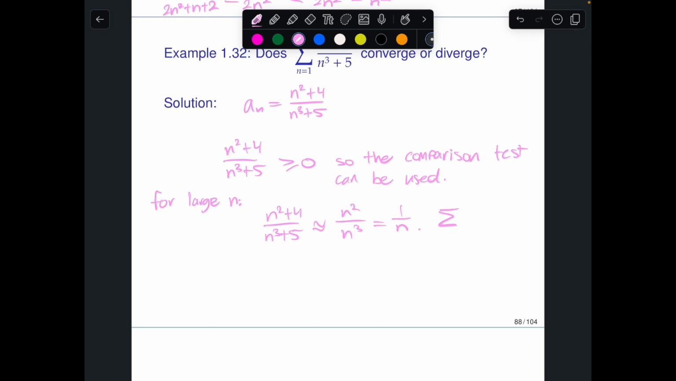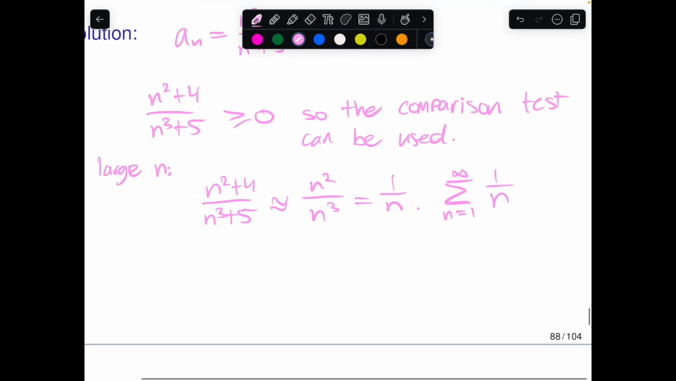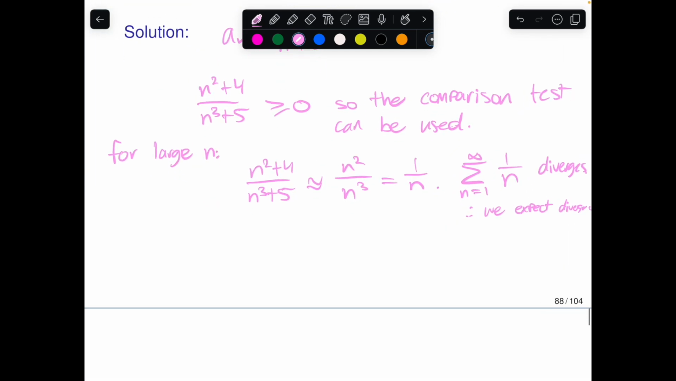And we know from the harmonic p-series above that the series 1 over n diverges, and therefore we expect divergence. Sorry, I'm just going to scribble the ending there because I'm running out of room.